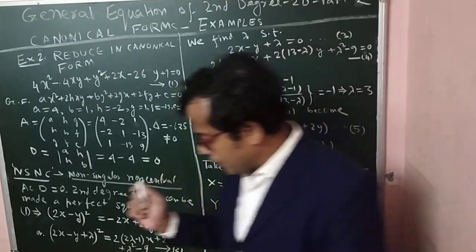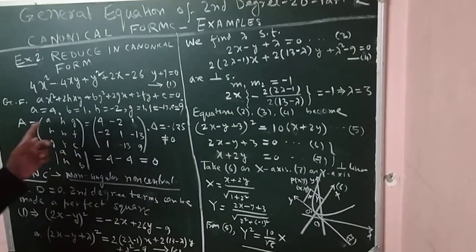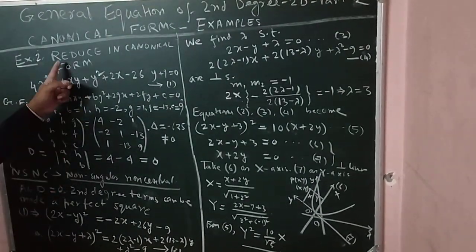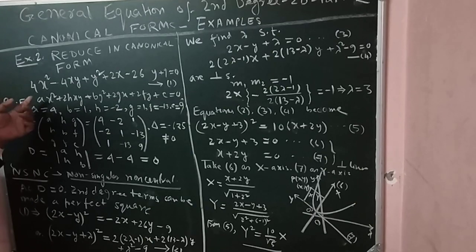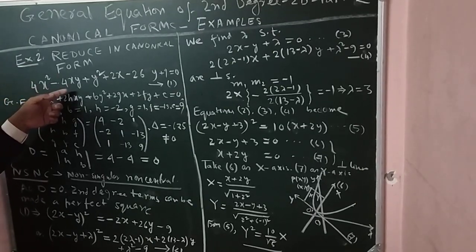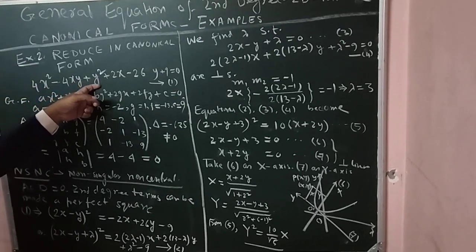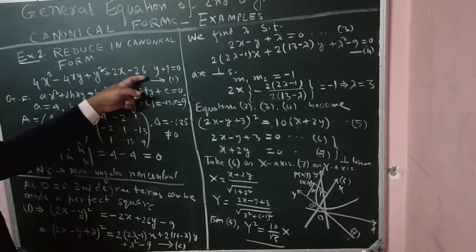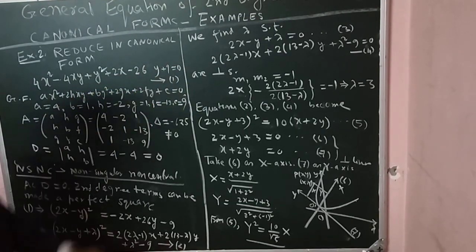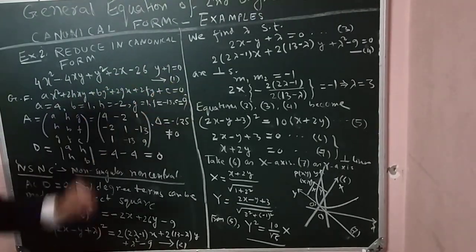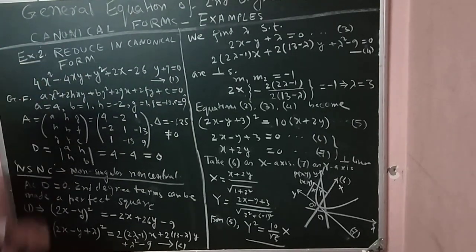Now we consider example number 2. Reduce to canonical form the equation 4x² − 4xy + y² + 2x − 26y + 9 = 0, marked equation number 1. This is the general equation of second degree.